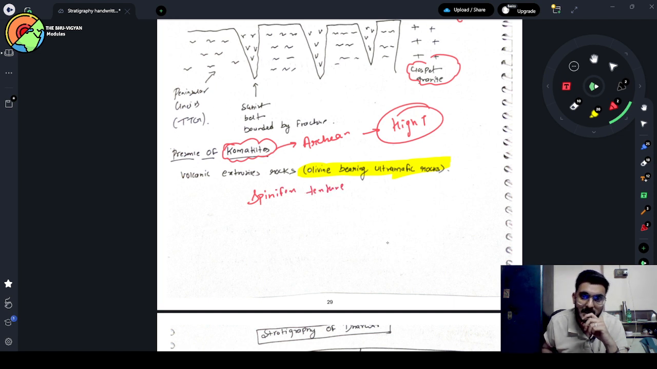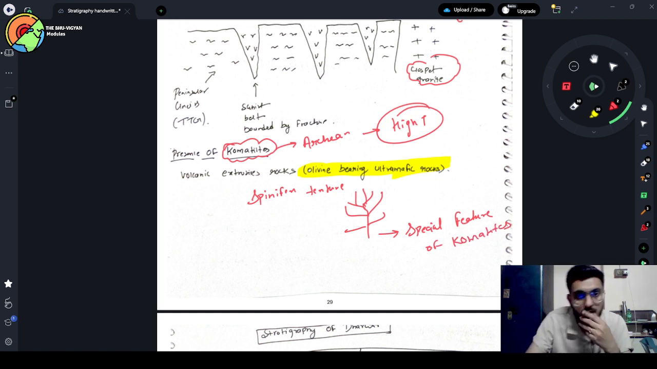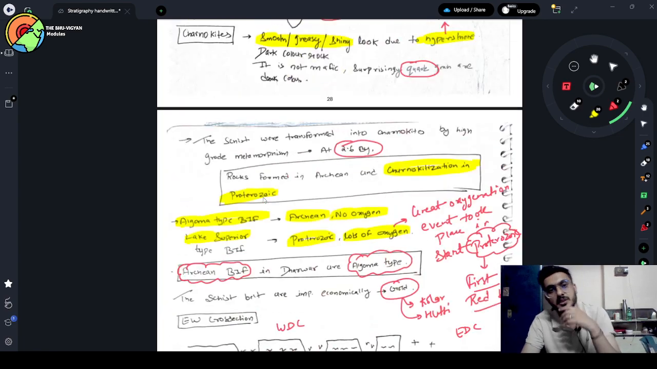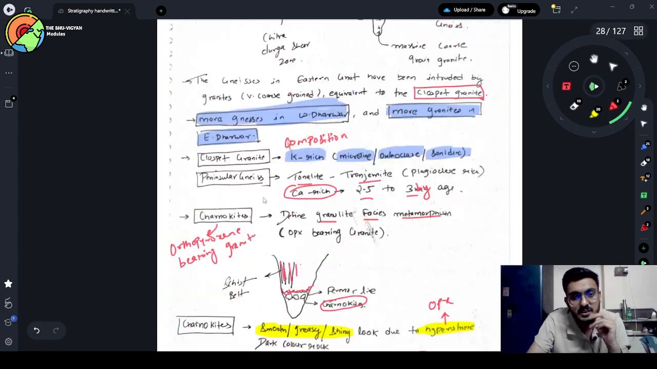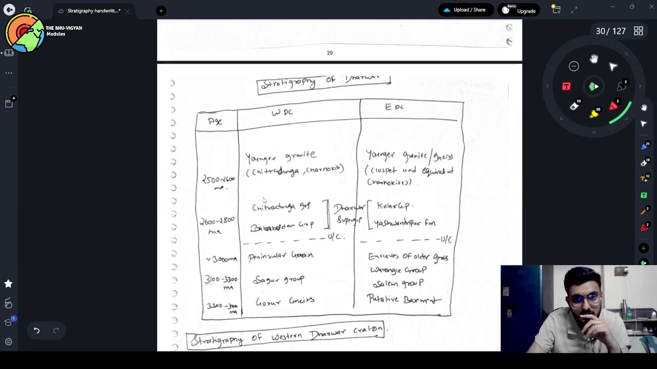Okay, it is like a dendritic type of texture, like a dendritic tree type of texture like this, which is a special feature of komatiites. Now this is the general definition of the Dharwar Craton. Now we will see the stratigraphy of the Dharwar Craton.